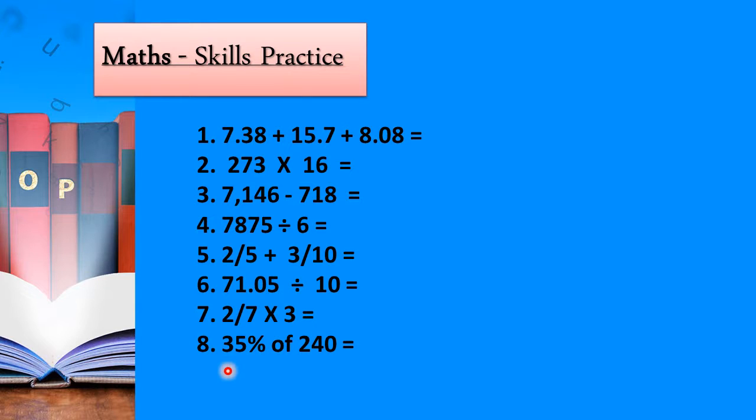35%, probably best to find 10% first, divide by 10. You're then going to need 3 of those for 30%. Go back to your 10% because you need half of it for 5%. You can put those answers together. So good luck with your skills practice today, and the answers will be on the next page for you.